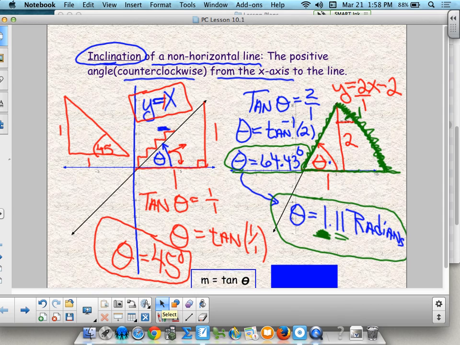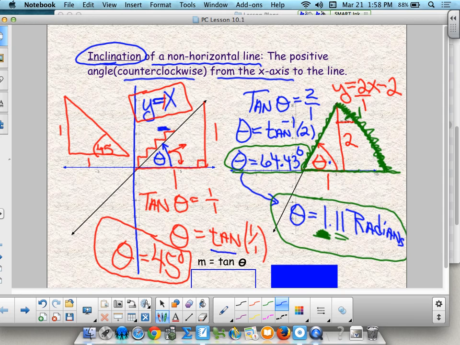Whoops, sorry, I messed that up. Let's go a little higher. Let's circle that. It is the tangent of your angle that you're looking for is always going to equal m, the slope of your line. So obviously it's very important that we go find m every time.